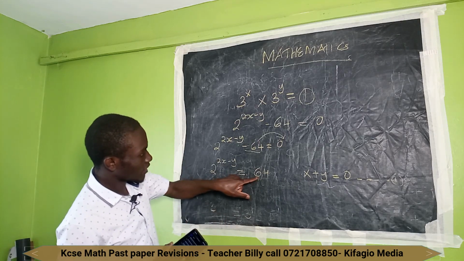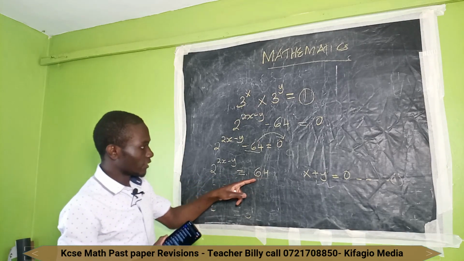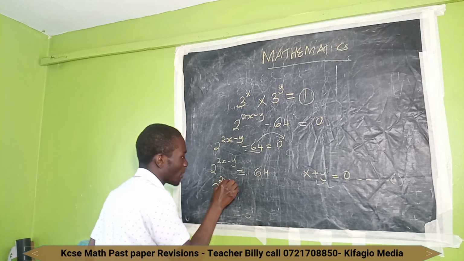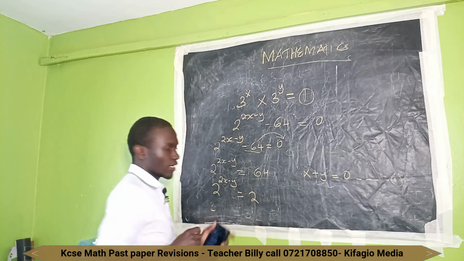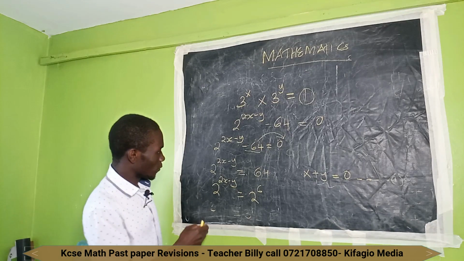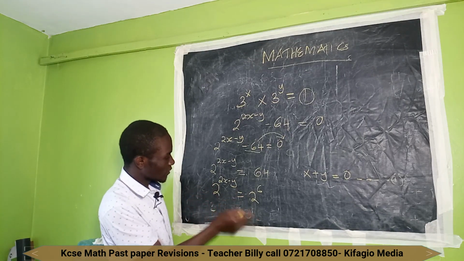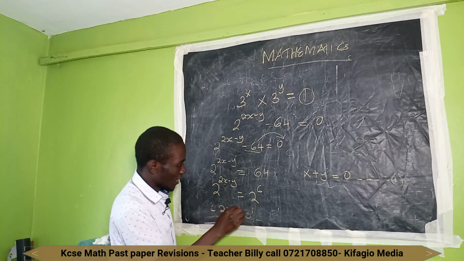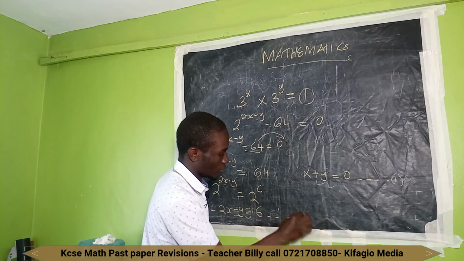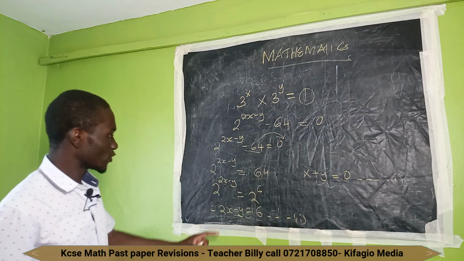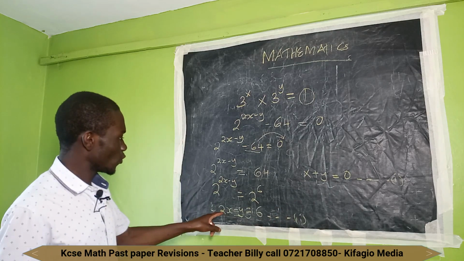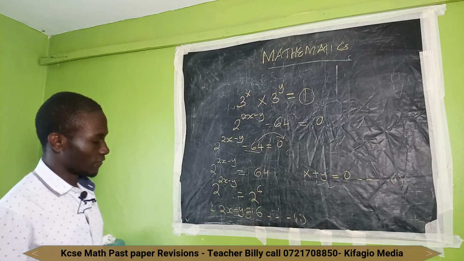Then convert this 64 to base 2 if it is possible. Like 2 power 5. So we have 2 power 2x minus y is equal to 2 power, is it 5 or 2 power 6? 2 power 6. So now drop the bases, we have 2x minus y is equal to 6, and call this your second equation. So class, we have two equations. The first equation is x plus y is equal to 0 and 2x minus y is equal to positive 6.